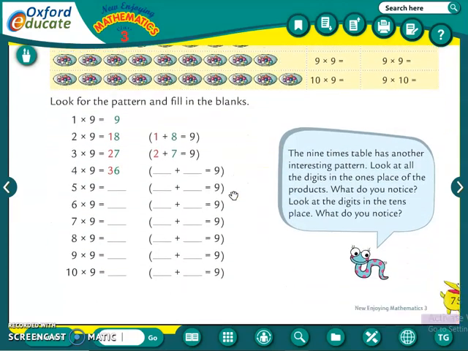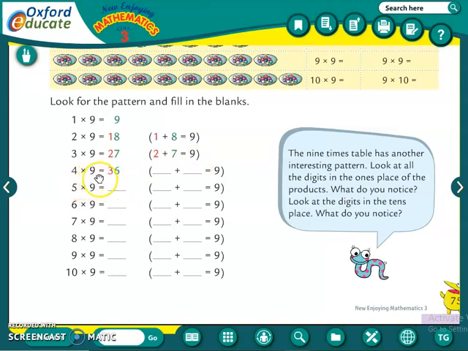Okay. Now look for the pattern and fill in the blanks. Here it is given 1 multiplied by 9 is equal to 9. Second, 2 multiplied by 9 is equal to 18. And here it is in brackets. The answer is 18. It is written 1 plus 8 is equal to 9. So like this we have to follow the pattern. 3 nines are 27. So 27 we have to write here, 2 plus 7 is equal to 9.